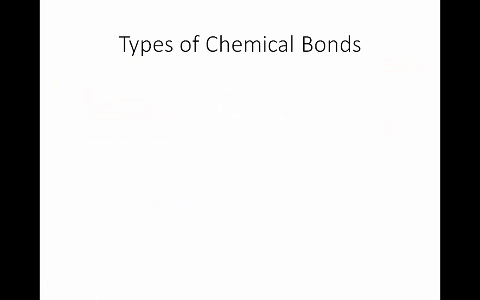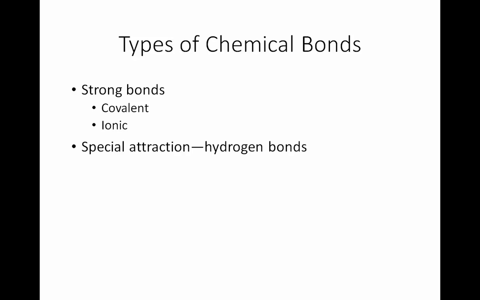So let's look at the different types of chemical bonds. We have a couple of really strong bonds, and those are the covalent bonds and the ionic bonds. And then we have sort of a chemical attraction. It's not quite a bond, but it causes atoms to stick together. It causes molecules to stick together, and those are the hydrogen bonds.